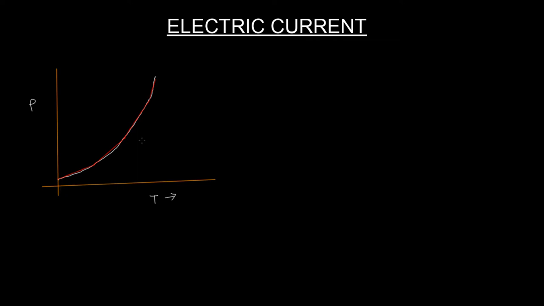So how do I go about a straight line? Let us say I take this portion from here till here to be a straight line, and we know the equation of a straight line. At any point, the x coordinate is T, and the y coordinate is rho. At any temperature, I know that my resistivity is rho.